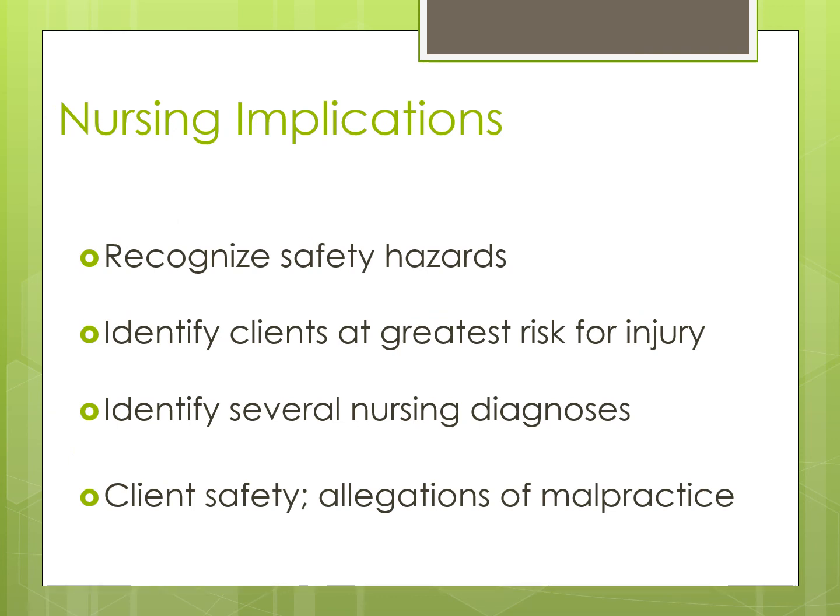All right, what are some nursing implications? We have to make sure we recognize safety hazards. We always assess and recognize those hazards. We identify patients at greatest risk for injury, such as toddlers, children, school-age children, adolescents, and elderly patients. We identify several nursing diagnoses related to safety, and we have interventions in place that can prevent harm to patients. Okay, client safety is our number one goal. It's our number one responsibility for nursing practice. The care that was intended to help patients should not harm patients.